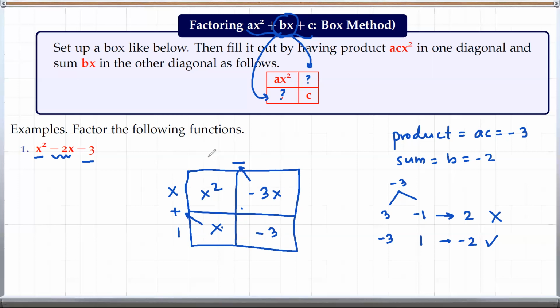And between x squared and x, we have x common. Between negative 3x and negative 3, we have 3 common. So now we have the factors. That means these factors are x minus 3 and x plus 1. So we are done with this example. Let's look at the next one now.